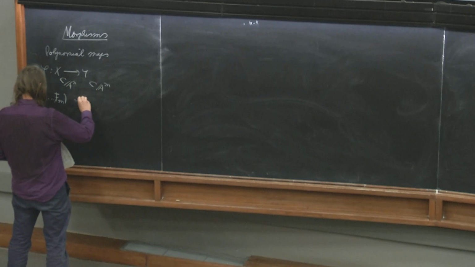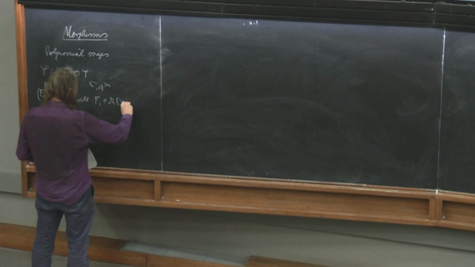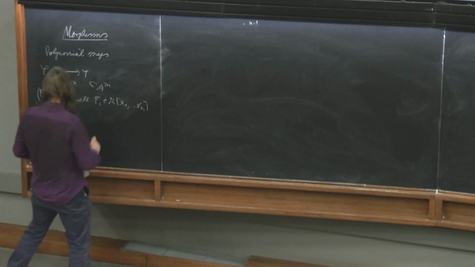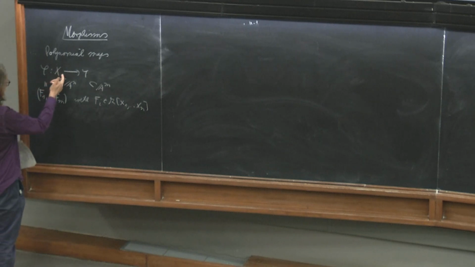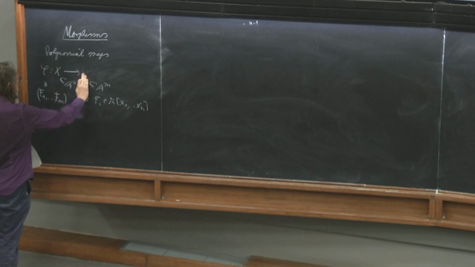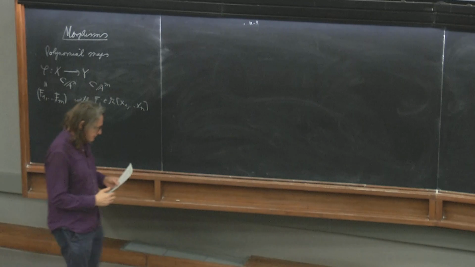So you just put the coordinates of these points in X into the F_i, and this gives you the coordinates of the image point. So that's very simple.